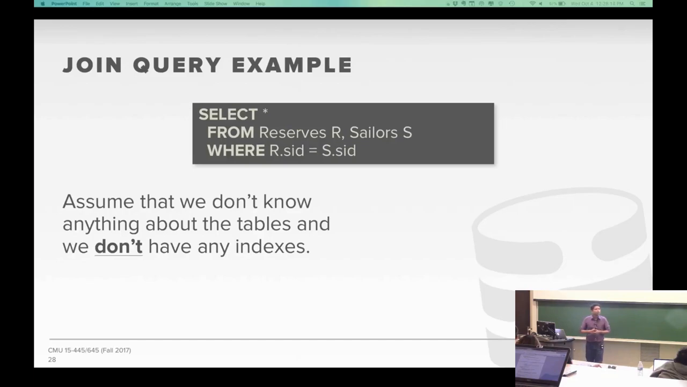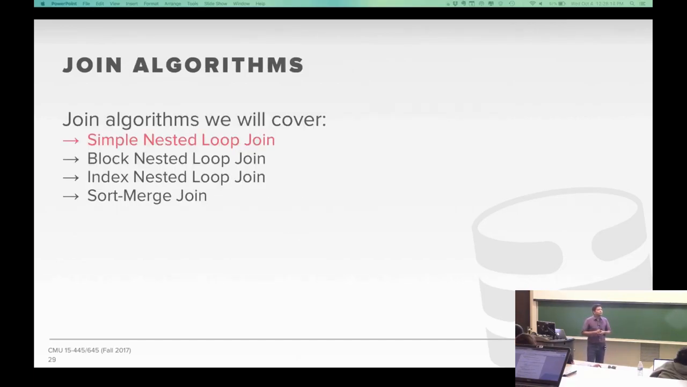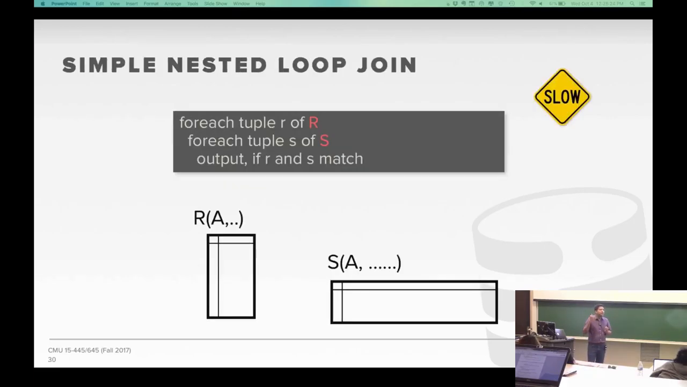We will start with a straw man algorithm, the simple nested loop join. This is the simplest thing you can do. You have these two tables R and S, and you just have a couple of for loops. You iterate over each tuple in the first table R, and then you also iterate over each tuple in the second table S. For each pair of tuples, you evaluate the join condition. In this case, you check the SID of the tuple in R and the SID in the tuple in S. If these two values are the same, then there's a match, and you output a joined tuple.